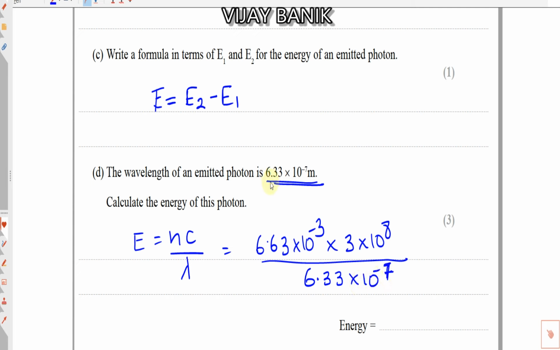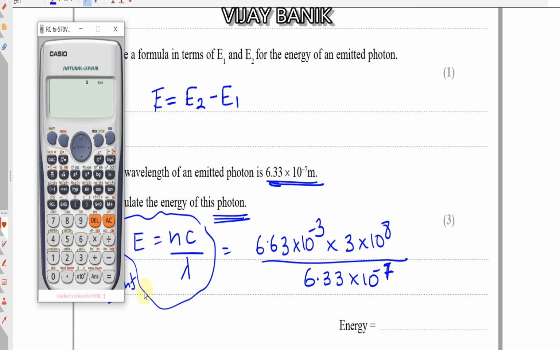Okay, so they gave us the wavelength. They just tell us to find the energy of the photon, and the wavelength and energy formula is this: E is equal to hf. Instead of f we wrote c by lambda. Now put this in the calculator and you will get the answer.